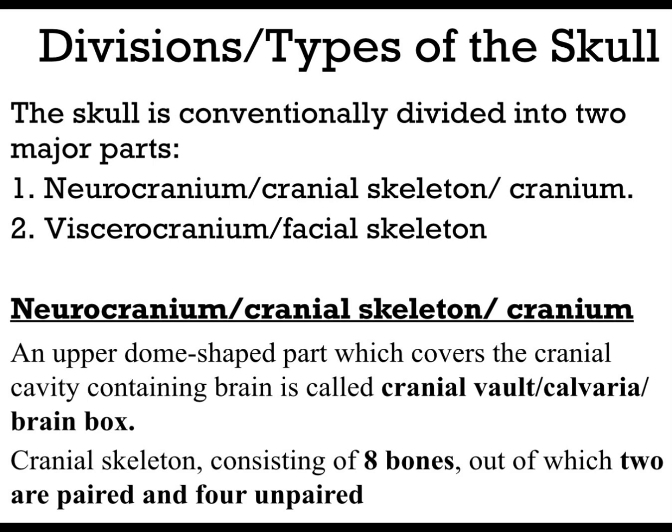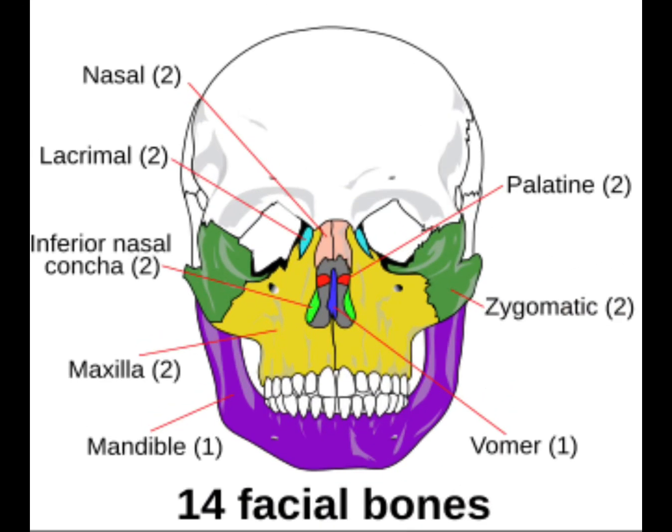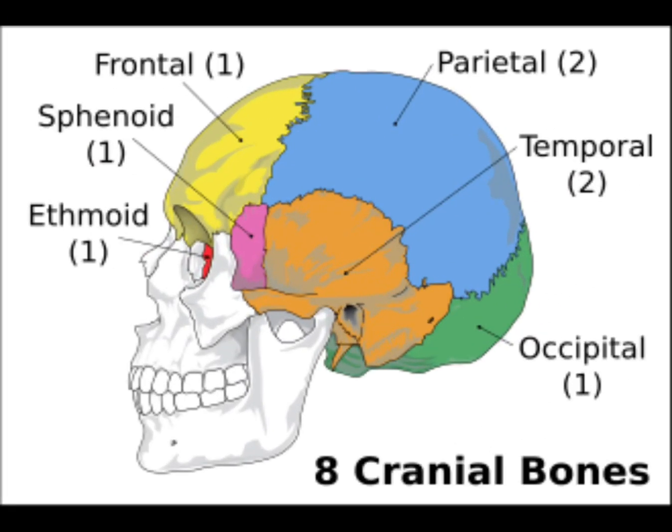So now moving forward, if I'm to explain what are the bones that are here. Now in the neurocranium, which is the one that is covering the brain itself, there are about 8 bones, while in the viscerocranium or the facial skeleton we have 14 bones. Neurocranium, or you call it the cranial skeleton, has 8 bones, while the facial skeleton, or viscerocranium, has what?